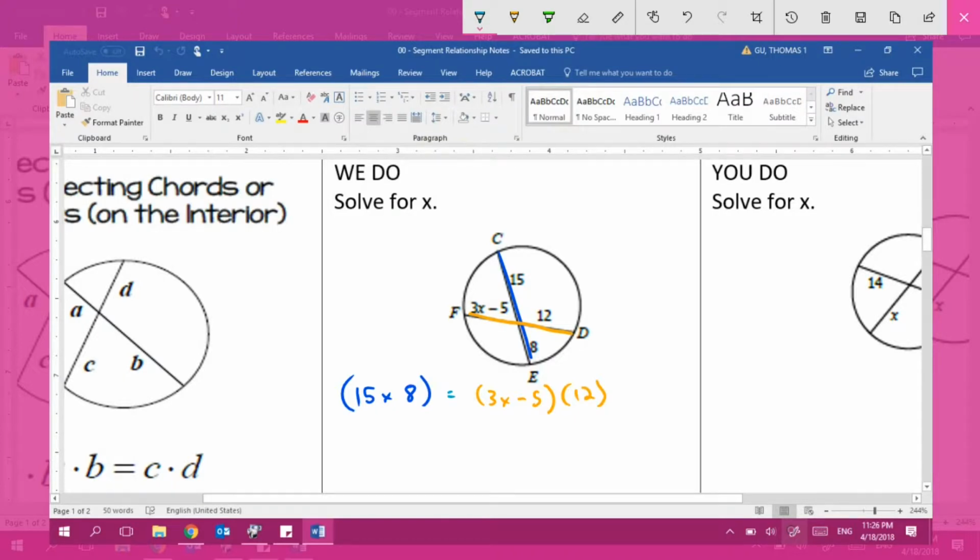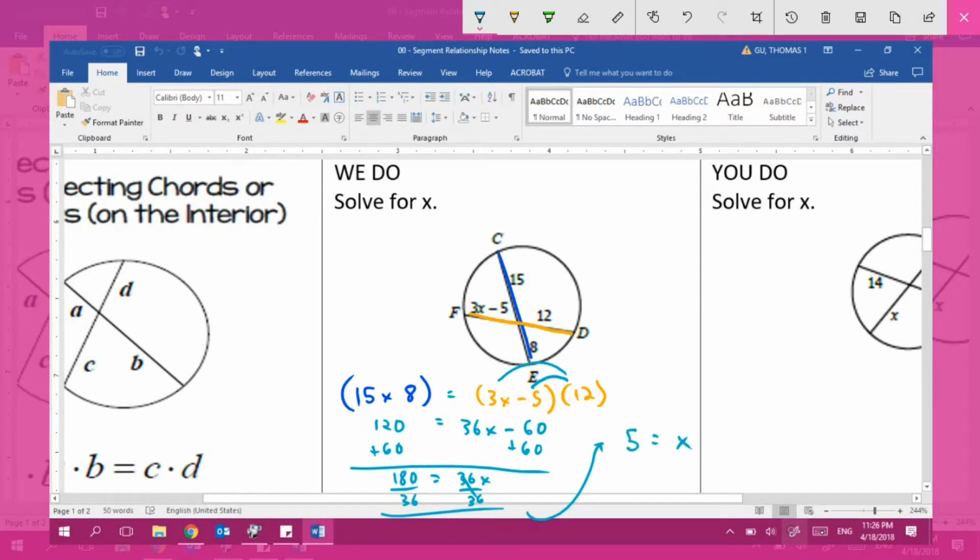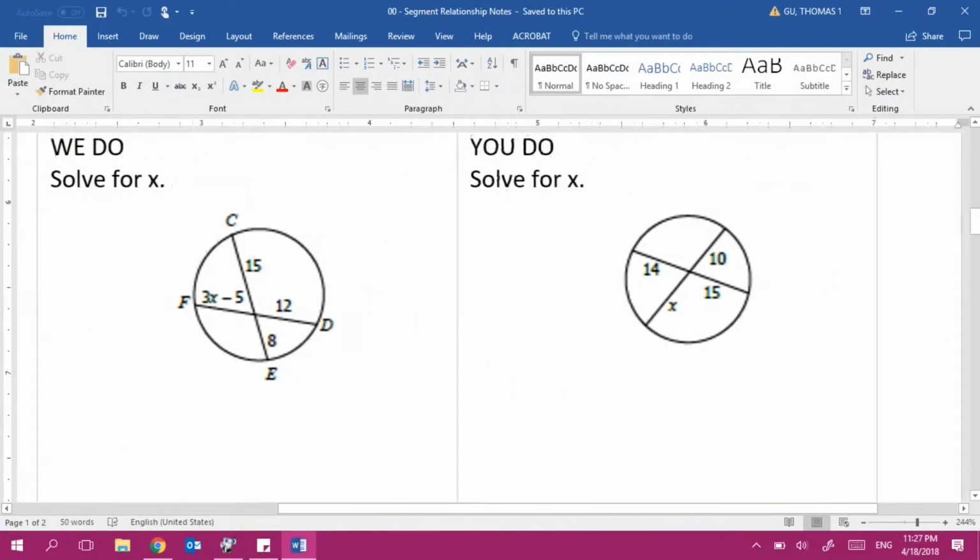15 times 8. What is 15 times 8? That's 120. Equals, now I need to distribute right here. So 12 times 3x is 36x. And then 12 times negative 5 is negative 60. And then I need to use algebra to solve for x. So I'm going to add 60 to both sides. 180 equals 36x. Then I'm going to divide both sides by 36 to get x alone. And that leaves me with 5 equals x. And I've successfully solved for x using the rules. Now you try the one on the right side.